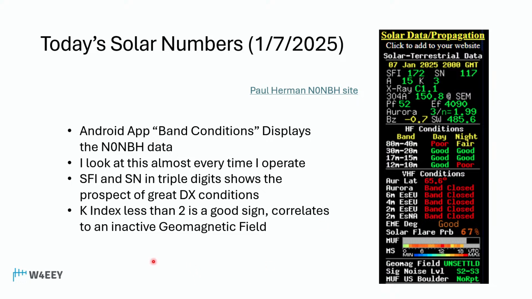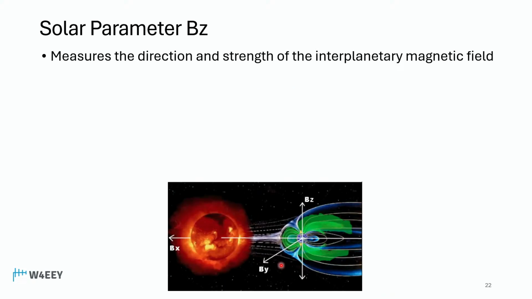A K index less than 2 is also a good sign, and it correlates to an inactive geomagnetic field. If K is high, that means that the magnetosphere is disturbed, and even with good sunspot numbers, propagation might not be good. So just some ways that I use it. So back to BZ, measures the direction and strength of the interplanetary magnetic field.